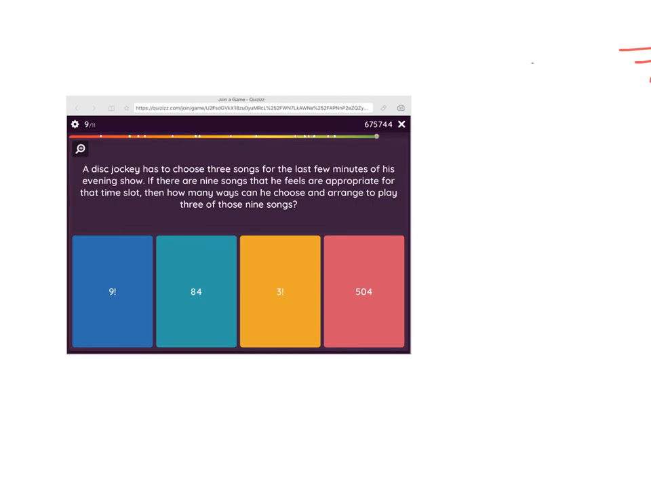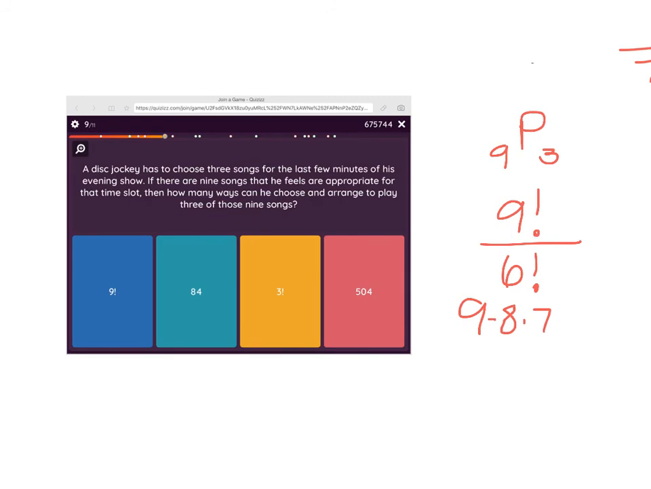A disc jockey has chosen 3 songs for the last few minutes of his evening show. There are 9 songs he feels are appropriate for that time slot. How many ways can he choose and arrange to play 3 of those 9 songs? This is a what? Permutation, 3 songs, R is 3, and there are 9 songs total. Because it says, how can he choose and arrange to play? If it just said choose, combination, but he's talking about the arrange, meaning the order in which those are going to be played. Now it's permutation. This is 9 times 8 times 7 times 6 factorial over 6 factorial. And then 9 times 8 times 7 is 504.